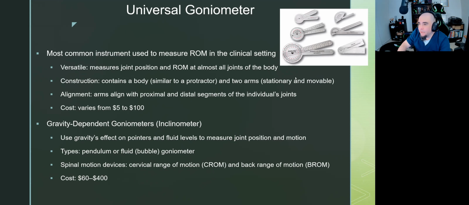Now, we will give you all a goniometer for your first clinical affiliation. So you'll get a goniometer and you'll get a gait belt and what else do you get. It is a major price difference.